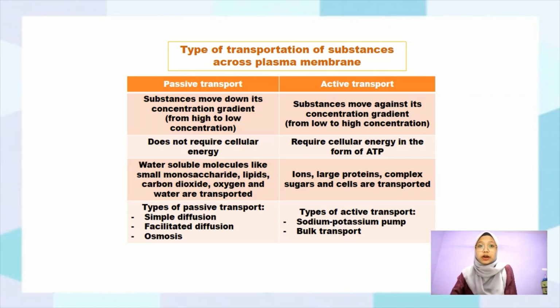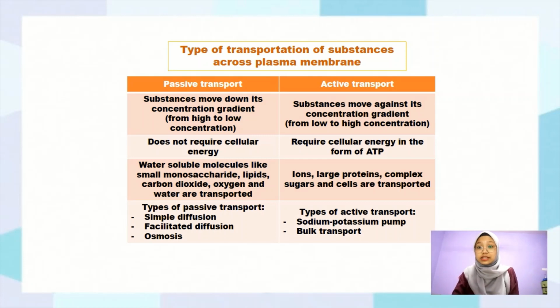Passive transport allows substances to move down their concentration gradient, from high concentration to low concentration. Meanwhile, active transport allows substances to move against their concentration gradient, from low to high concentration. Passive transport does not require cellular energy to undergo the transportation. Meanwhile, active transport requires cellular energy in the form of ATP.